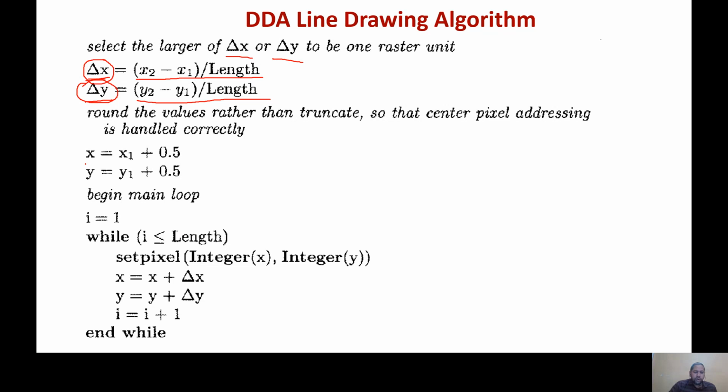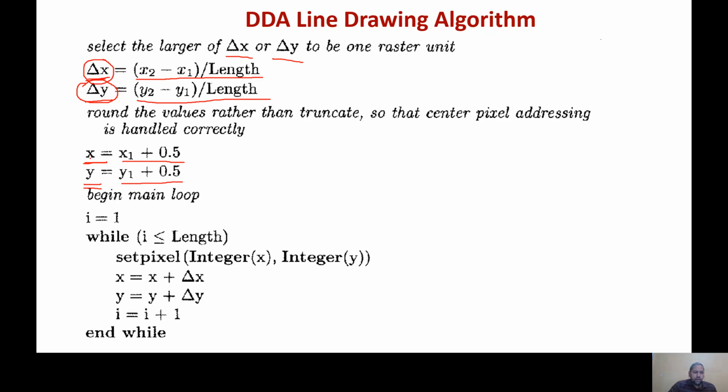I'm just explaining from the C program point of view, not the algorithm point of view. After this delta x and delta y calculation, we are going to initialize the x and y values. So obviously x is equal to x1 plus 0.5 and y is equal to y1 plus 0.5.